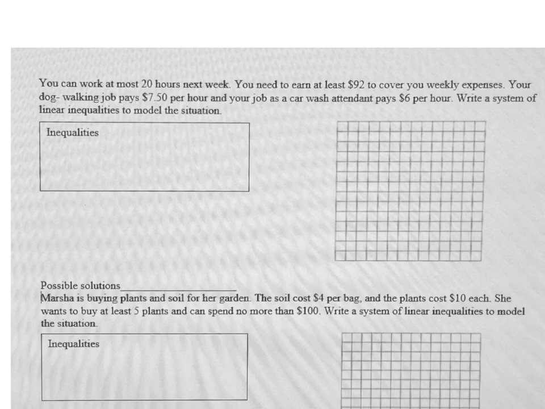You can work at most 20 hours. So the first thing I'm noticing, since it says at most, that means it's going to have to be less than or equal to 20 because I can't work any more than 20. 20 is the absolute most that I can work, okay? Then it says you need to earn at least $92. So at least, greater than or equal to, that means I need to make 92 or more, okay? So greater than or equal to $92 to cover your weekly expenses.